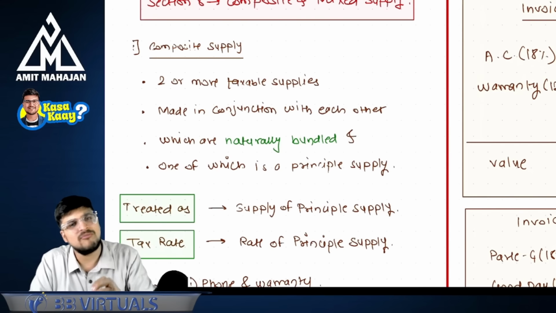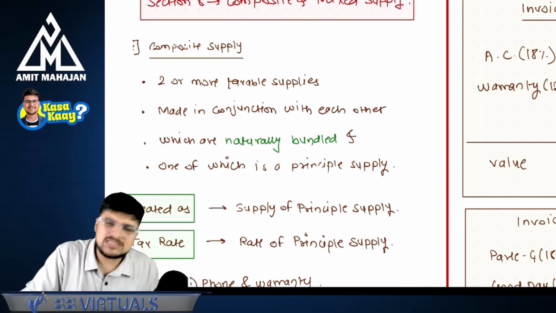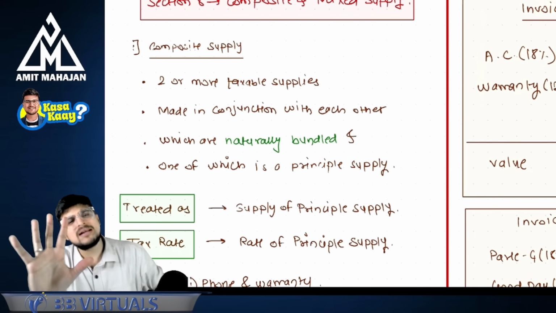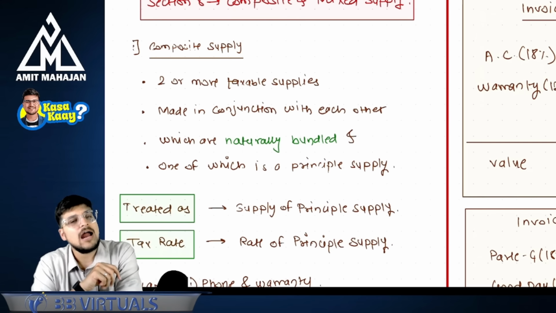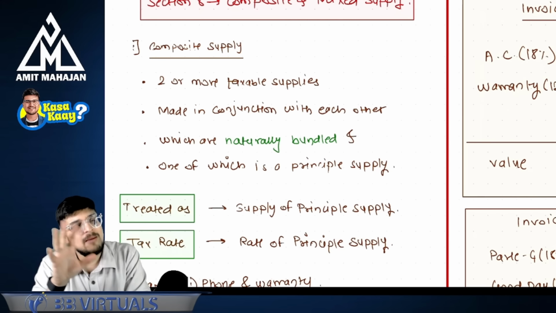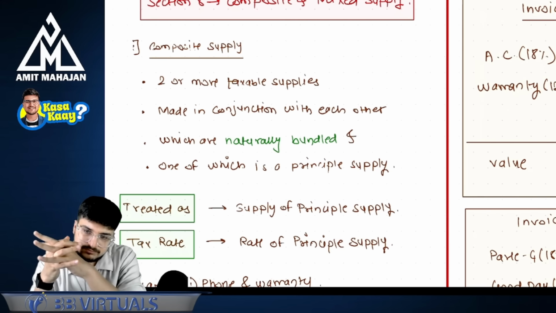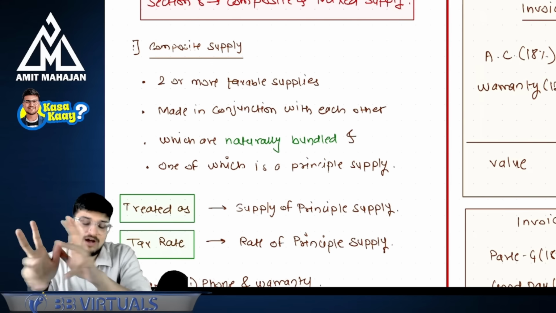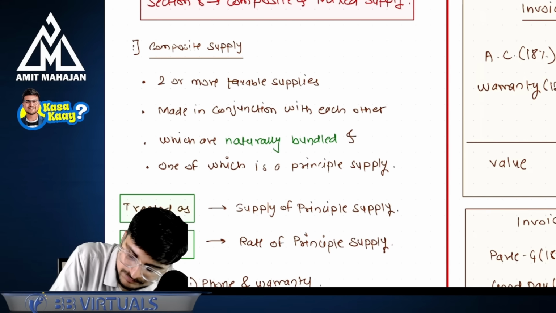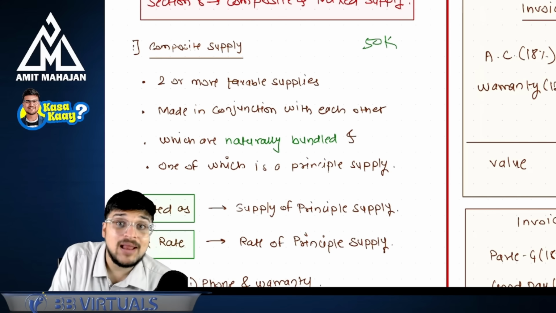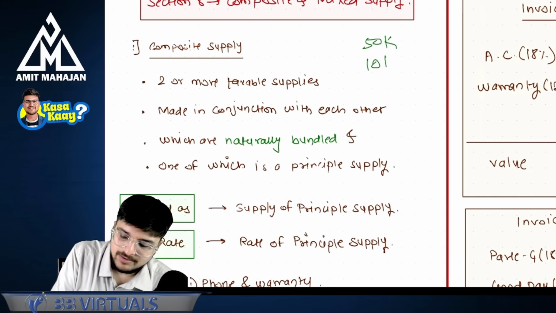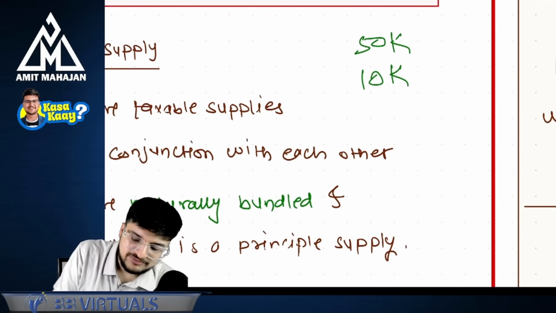Very simple example of mixed supply and composite supply. What is the meaning of composite supply? One day I went to buy one AC or microwave oven. I went to Chroma, and I bought one microwave oven. The oven was worth 50,000 rupees. And they asked me to buy a warranty also because anything can happen. So they gave me a warranty of 10,000.